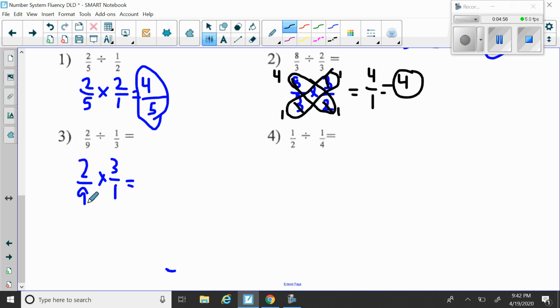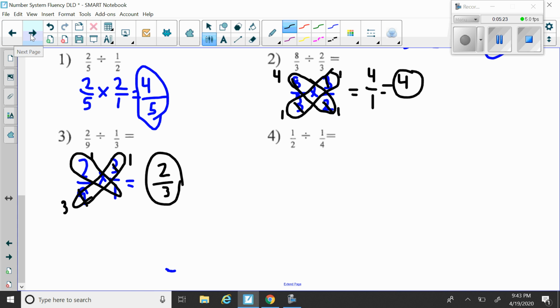So if we were looking at these two, 3 and 9, 3 goes into both of them. So 3 goes into 3 one time, that becomes a 1. 3 goes into 9 3 times, so that becomes a 3. So here we have 2 times 1 equals 2, and 3 times 1 equals 3. So 2/3 is my final answer there. I'm sorry, that's a little bit sloppy.